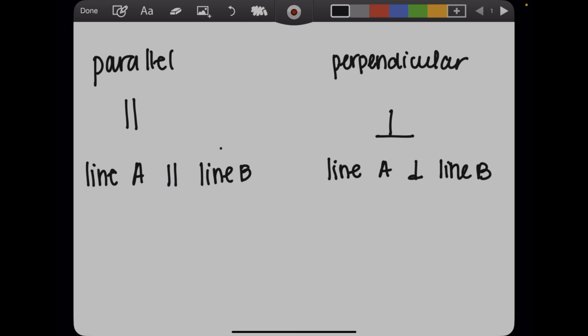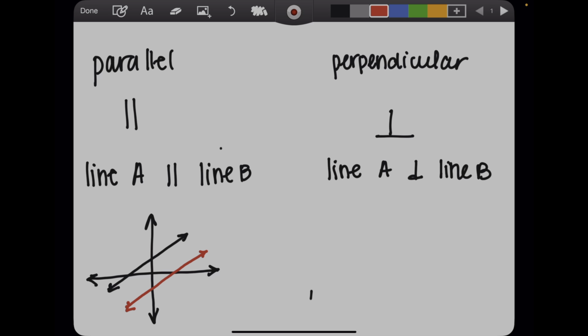Now, if we see them on a graph, parallel lines are lines that are going in the same direction but never ever touch. So a parallel to that black line I just drew there would be something like this, that we would see, right? But the most important thing is that the slope of the black line is going to equal the slope of the red line.